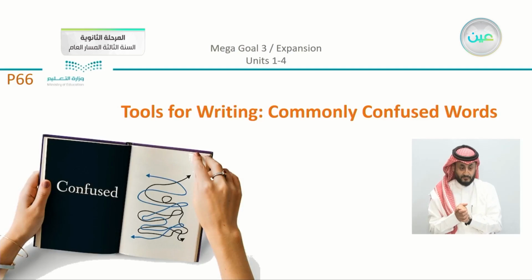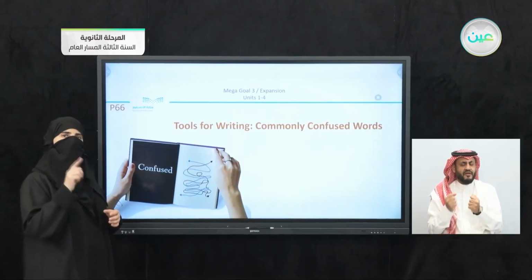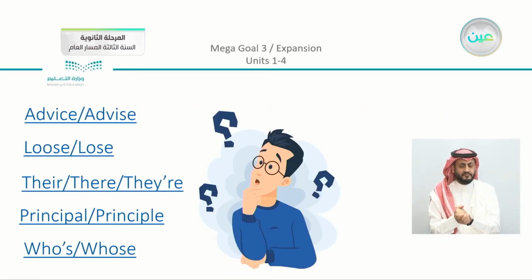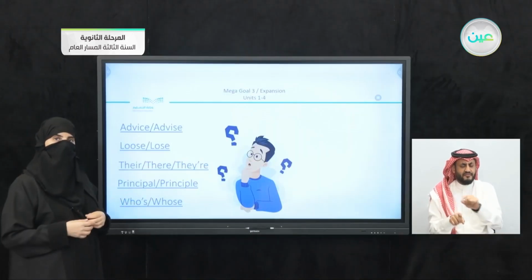Now, tools for writing. We have here commonly confused words. So before we start with the writing task, we are going to just review some commonly confused words. What does this mean? Now we say that some words confuse you. Now, for example, we have here advice and advise. They are very close. Also, loose and lose. We have here there, their, and they're. Now we can see that they are very similar in pronunciation.